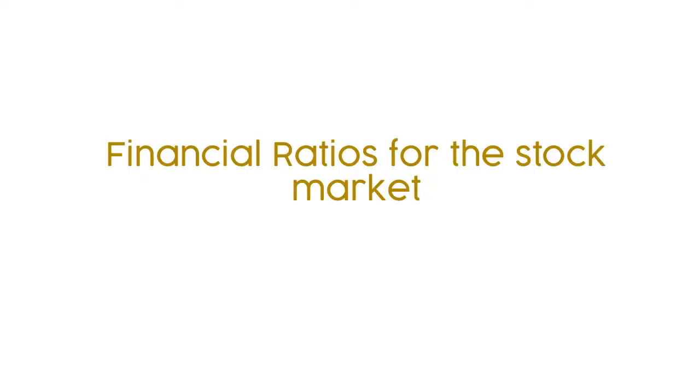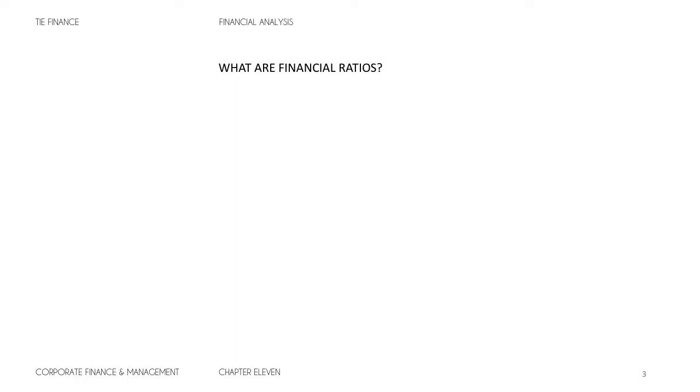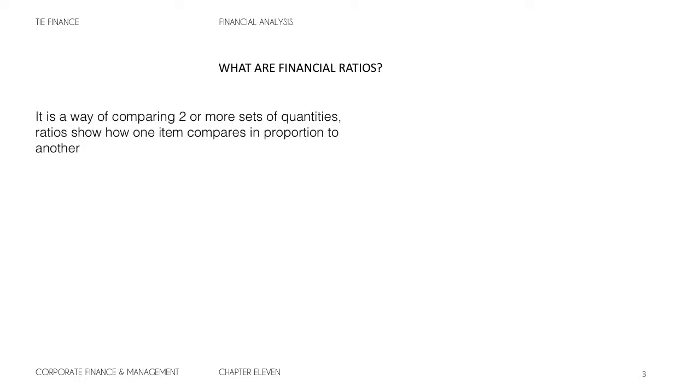So, financial ratios for the stock market. This will be very useful for you to choose and compare many companies in the stock market and decide whether you want to invest in one company or another. So what are financial ratios? It's a way of comparing two or more sets of quantities. Ratios show how one item compares in proportion to another.